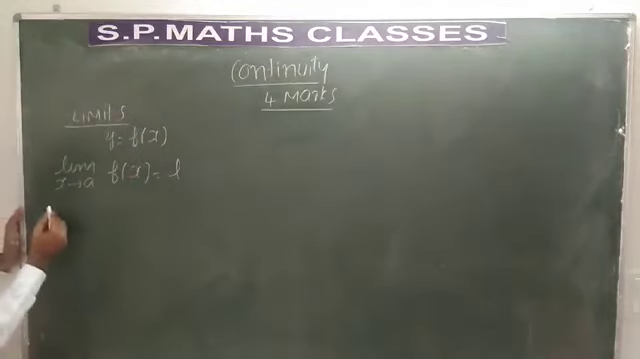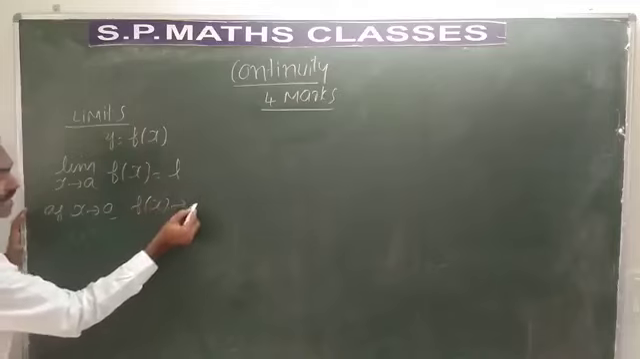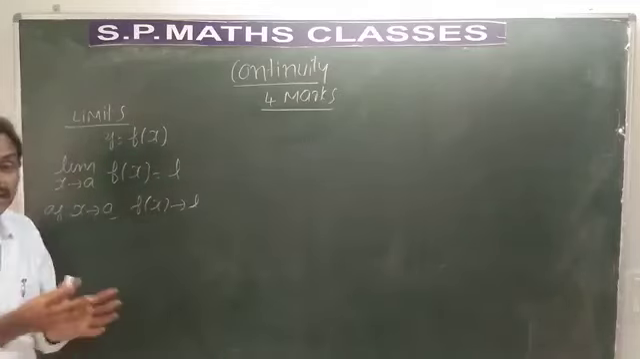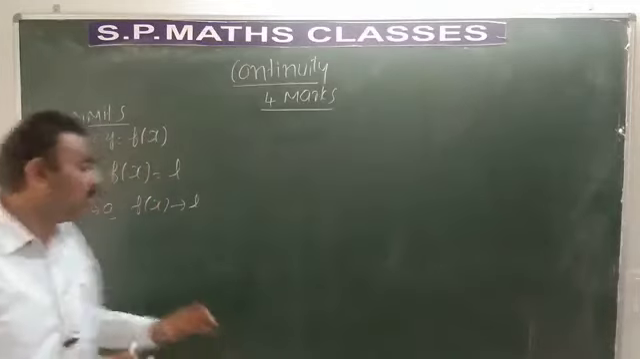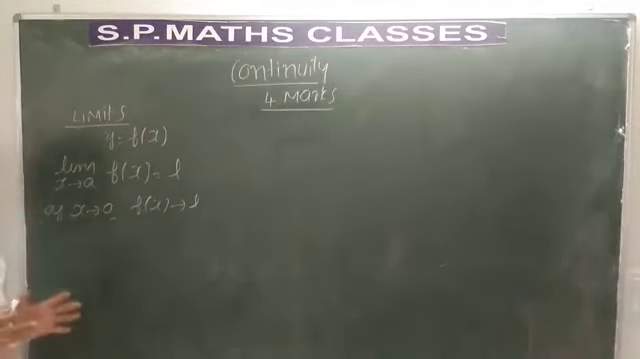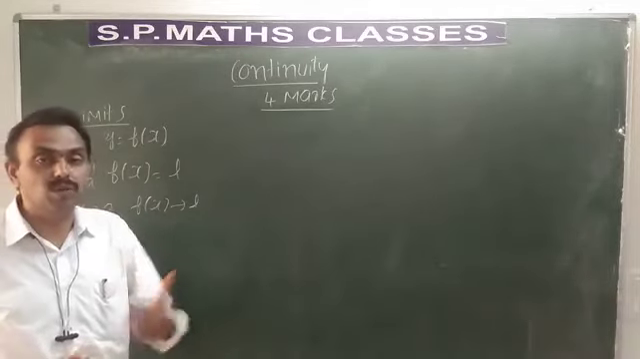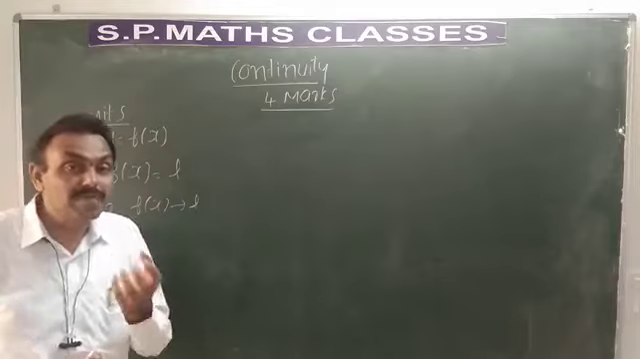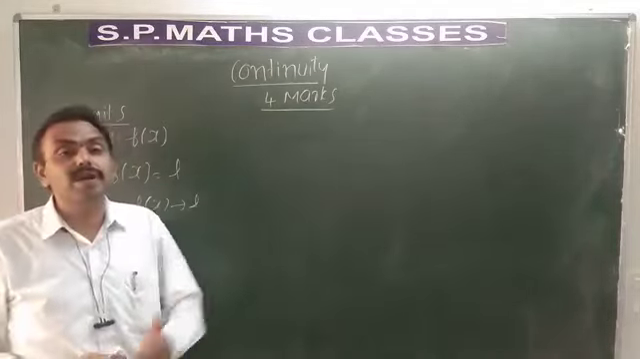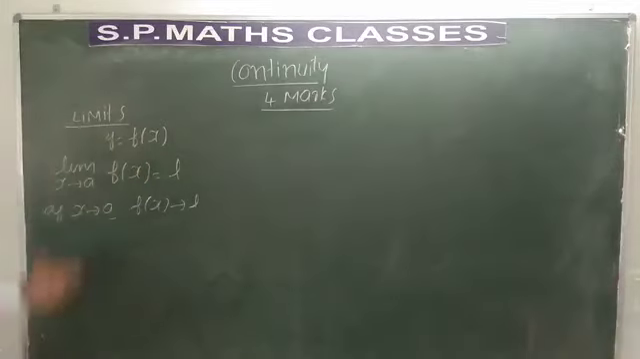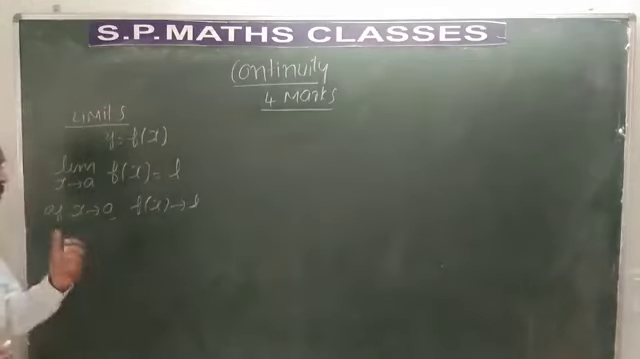What is the actual meaning of this? The actual meaning of this is as x tends to a, f of x tends to L. That means as and when the value of x approaches a, then the value of f of x approaches L. So when the value of x approaches some quantity a, then f of x correspondingly approaches the value L. That's what the actual meaning of the limit concept is.